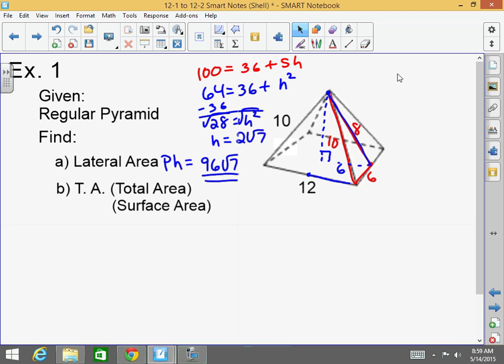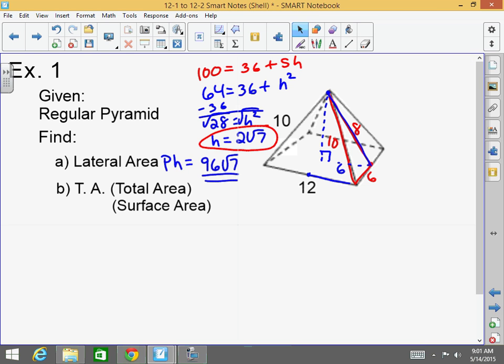Come again, my brother? Okay. The perimeter of the base is what? 12 times 4, correct? And what's 12 times 4? 48, right? What's 48 times 2? 96 square root of 7. Does that make sense? You with me here? Yes? No? Maybe? Kind of? Sort of? Okay. Not really? Okay.